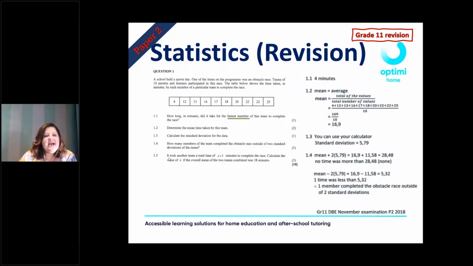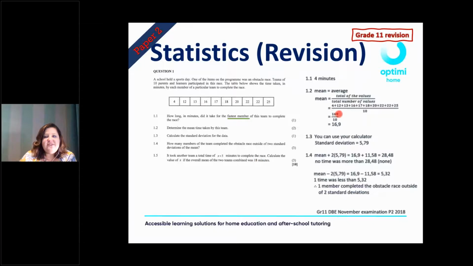Okay. It took another team a total time of X plus 5 minutes to complete the race. So a team, again, is of 10 members. Okay? To complete the race. Calculate the value of X if the overall mean of the 2 teams combined was 18 minutes. So we need to talk about this a little bit. So they say the mean, you look here, the mean of the 2 teams, I know that the first team was 16.9.